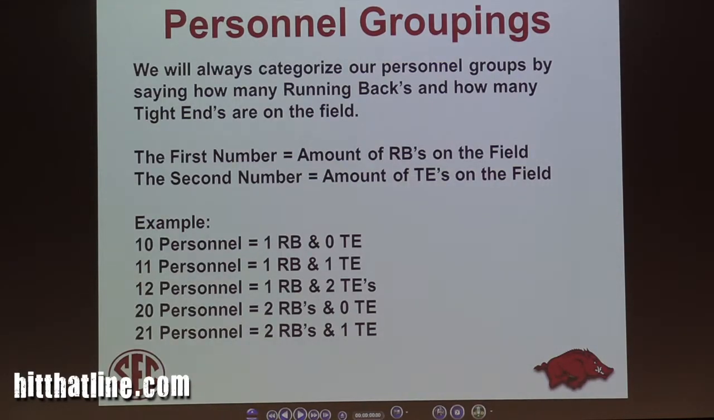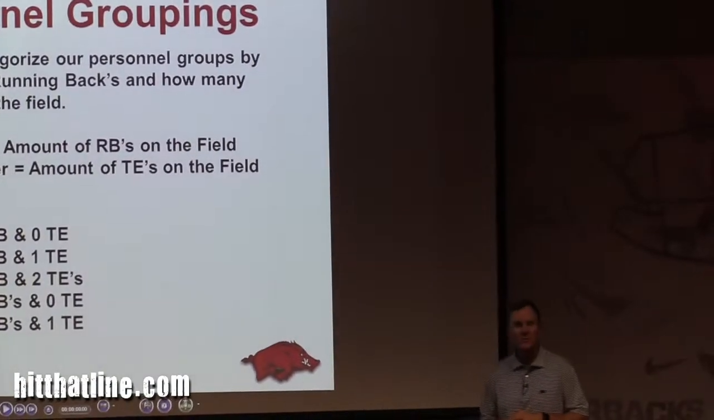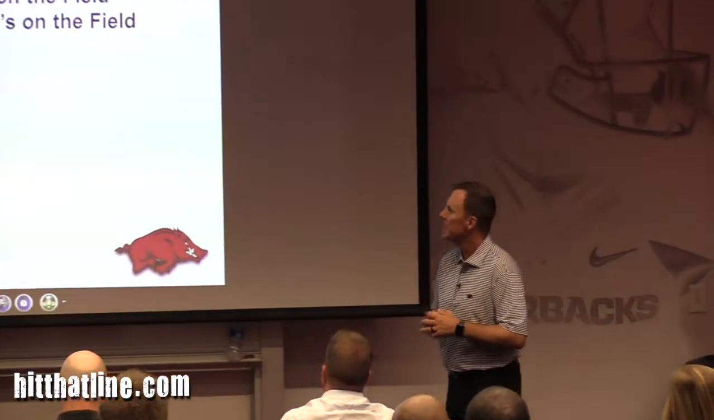12 personnel. 12 is 1 running back and 2 tight ends. You'll see us in a lot of 12 personnel. Okay? 20 personnel is 2 running backs, no tight ends. 21 personnel is 2 running backs and 1 tight end. And so, again, that's the way both offensively and defensively we communicate to our players. And so they understand that.